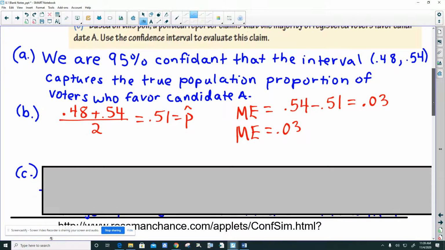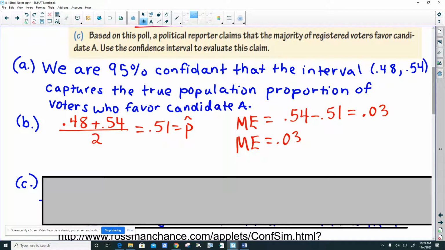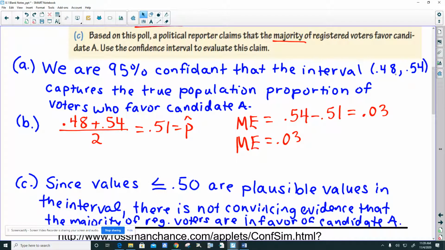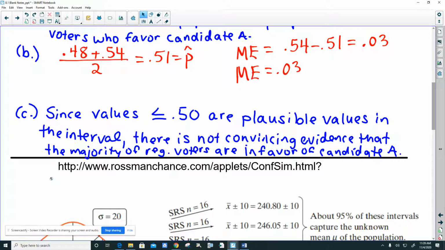Okay, and then part C, it says based on this poll, a political reporter claims that the majority of registered voters favor candidate A. Use the confidence interval to evaluate this claim. So here's what we're looking for when we're evaluating a claim similar to this. Now keep in mind here that we'll go ahead and write down what the interval is so that we can see. Here was the confidence interval. It was 0.48 to 0.54.